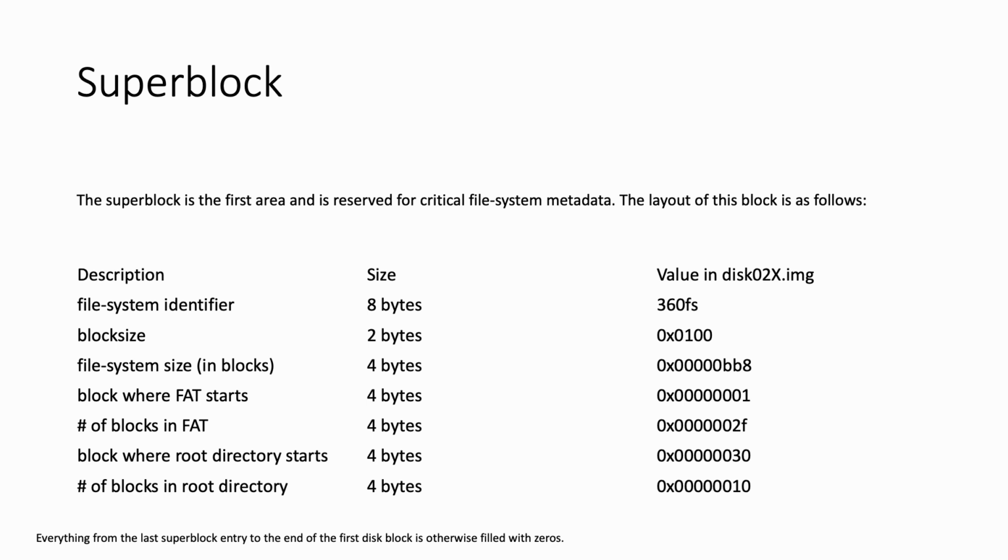And this is the file system size, the block where FAT starts, the number of blocks in FAT, the block where root directory starts, and the number of blocks in root directory. So when you read from the superblock, you can determine the position where FAT and root directory are located.